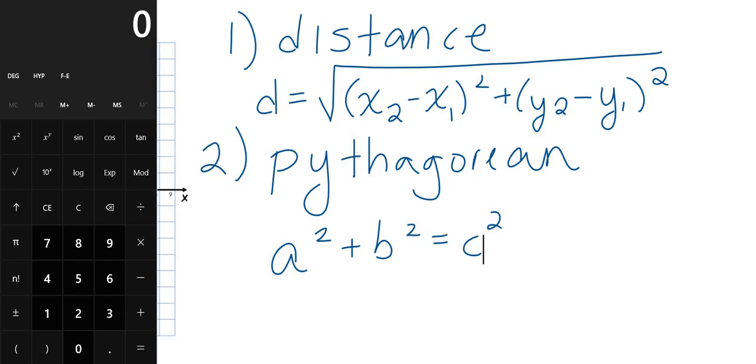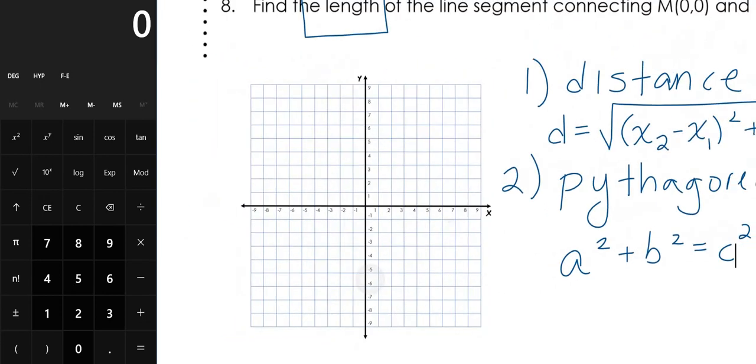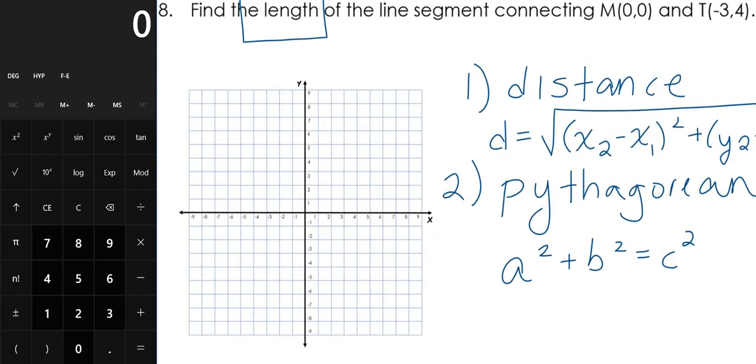So first we need to plot our 2 points. We have (0, 0) for M. Oh, that's a little too thick of a line. Let's change that up. And then the second point is at (-3, 4). Okay. Let's label that one T. And let's go ahead and connect M and T. Okay, so we're trying to figure out the length of this line segment.